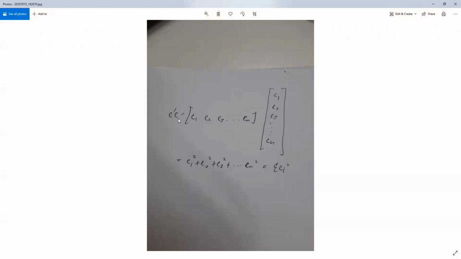So e transpose e means that e is a column vector, so e transpose becomes a row vector like this, times the column vector e. So this times this, we have e1 squared, plus this times this one, e2 squared, and so on. So it is equal to the sum of all the squared residuals.